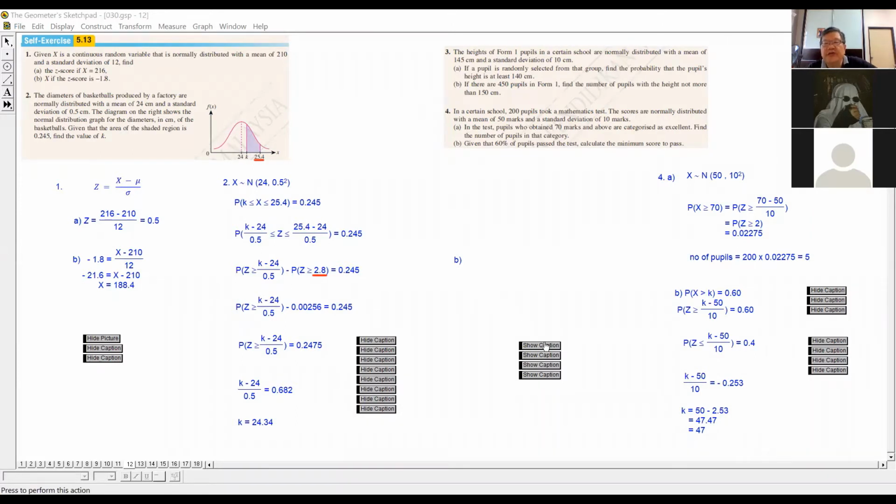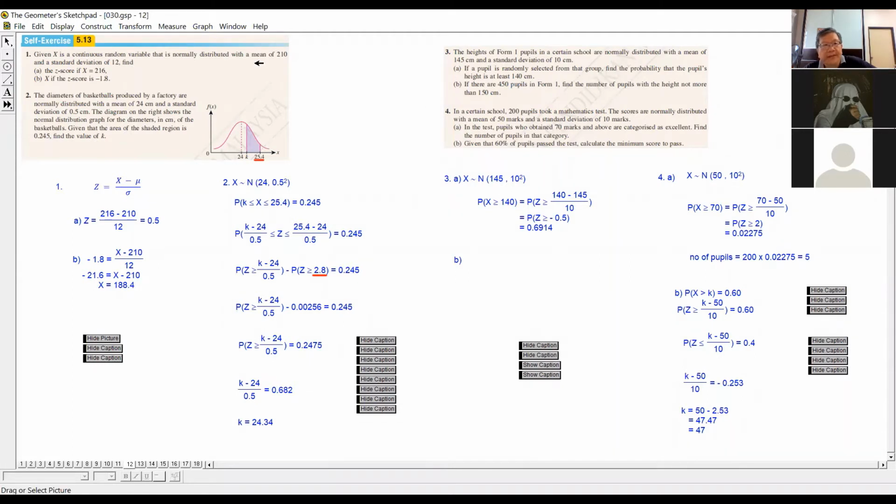What is the X distribution? X is distributed normally with 145, the mean, and this one is the variance. Variance 10 squared. Standard deviation is 10. Okay, now find the probability the height is more than 140. That means you want to find X more than 140, right? X more than 140 means Z more than (140 minus 145) divided by 10.